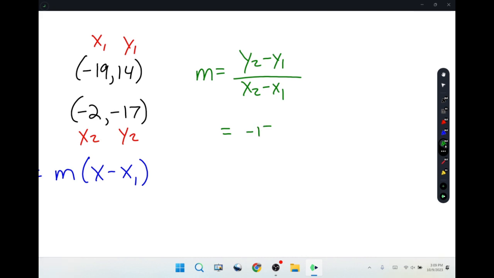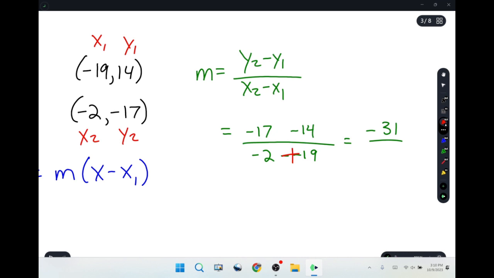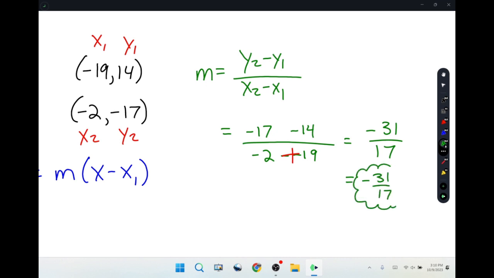So we're going negative 17 minus negative 14, which is plus... You're right. Over... It's just regular 14. Oh, no, you're right. I don't know where I got that from. Thank you. Over negative 2 minus negative 19. That one was better. So that looks like negative 31 over, this turns into a plus, right? Positive 17. That doesn't reduce, because 31 is prime, if you want the reason why. Okay, so that's your m, right?